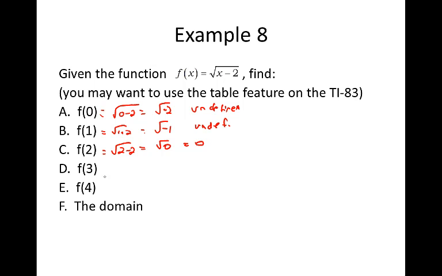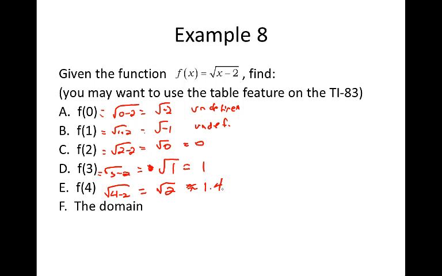How about f of 3? Square root of 3 minus 2. Square root of 1, which is 1. F of 4, 4 minus 2. Hopefully you're getting the hang of the function notation. It does take a little practice. Equals, and we can approximate that at about 1.4 if you want to.